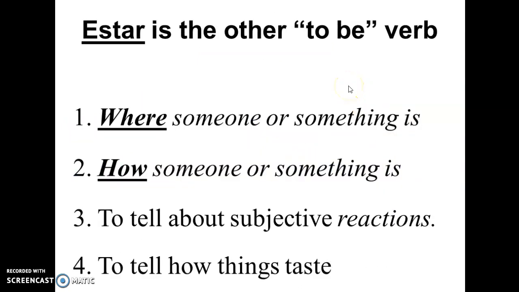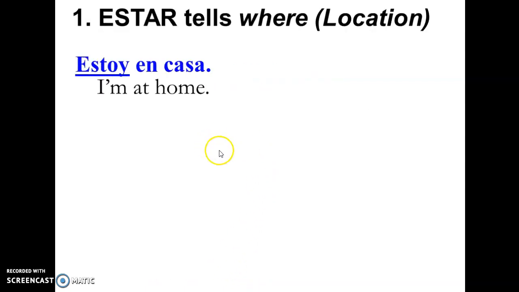And so let's review the rules for when we use the verb estar. So these are the four rules. The first one is where someone or something is. The second rule is how someone or something is. The third rule, we use it to tell about subjective reactions. Also to tell how things taste, mostly food. Okay, so let's review the first one.